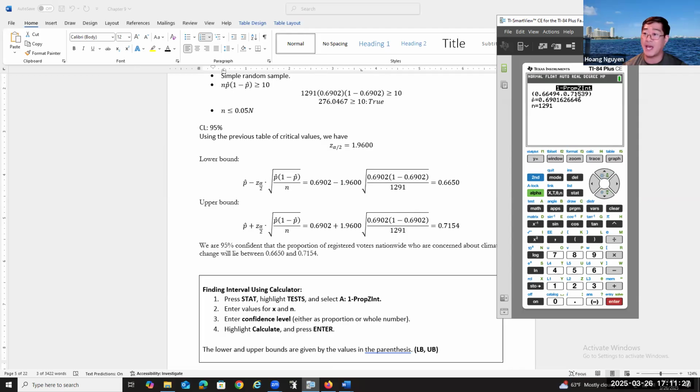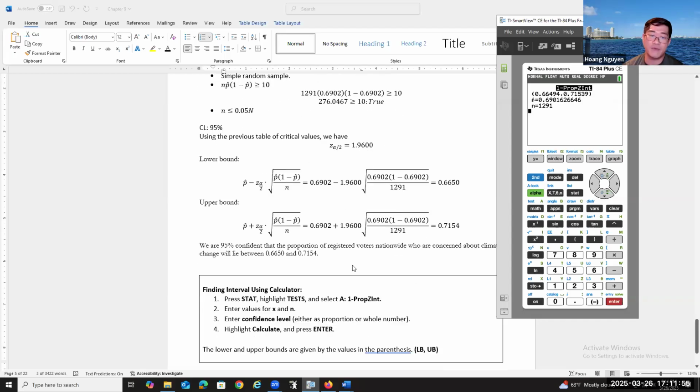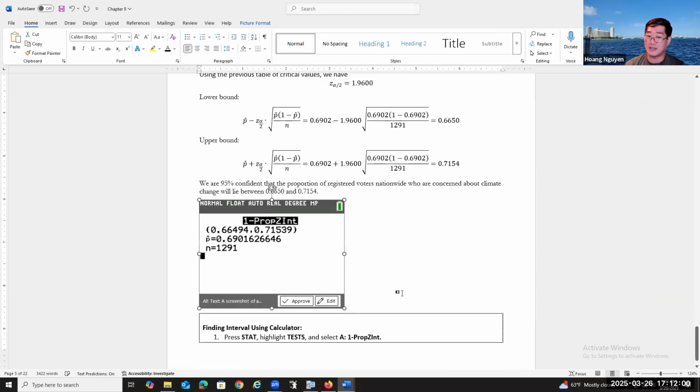Now we can compare with the answer from your calculator. So 0.6650. This answer is more accurate because we just chopped off at 4 decimal places, so that's why there is a difference. We just have a rounding error, but it's very close: 0.6649, 0.6650. For the upper bound, we have 0.71539, so you can round it to 0.7154. So this is going to be the answer for the lower bound and the upper bound using the calculator.